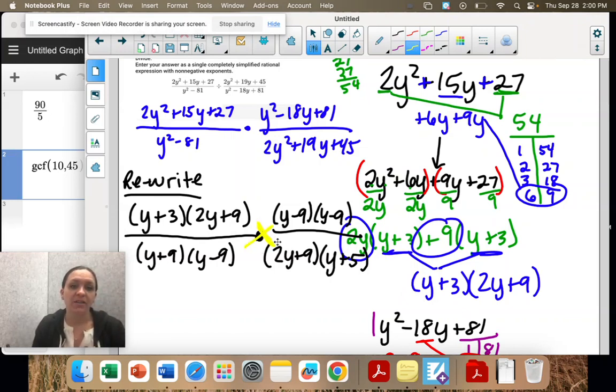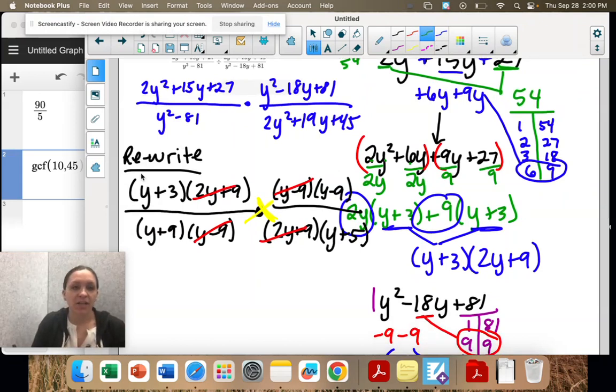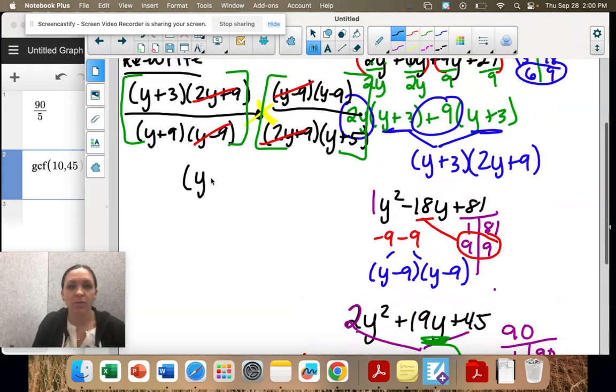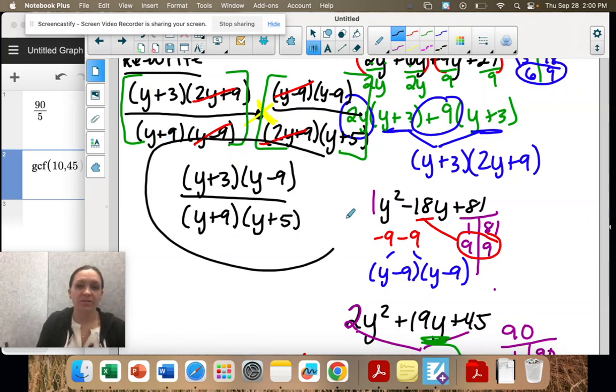Now we're going to look diagonally for common factors. So 2y plus 9, 2y plus 9, y minus 9, y minus 9. And then we're going to go fraction by fraction. So right here, those are different. Right here, those are different. So everything left on the top is now y plus 3, y minus 9. Everything on the bottom is y plus 9, y plus 5. And we're going to leave it like that. There's nothing else we can cancel out.